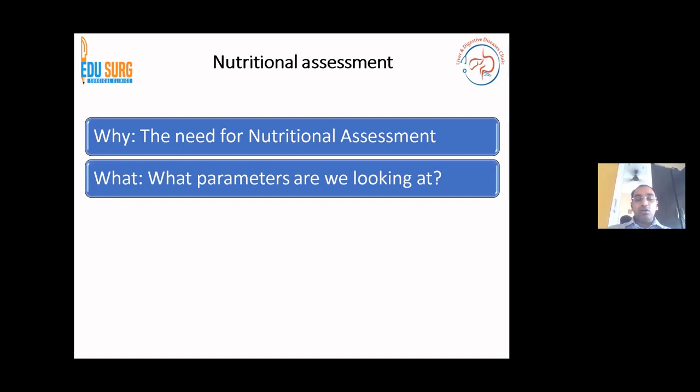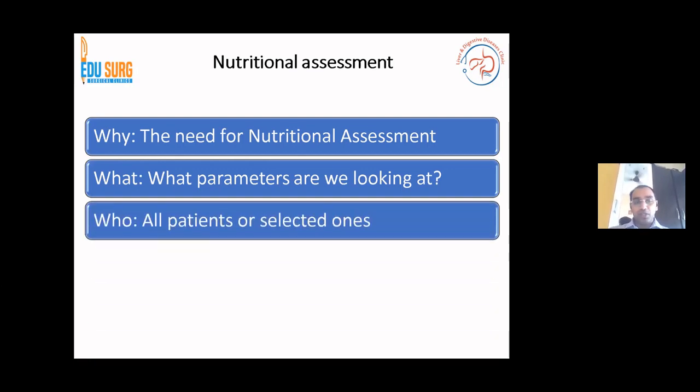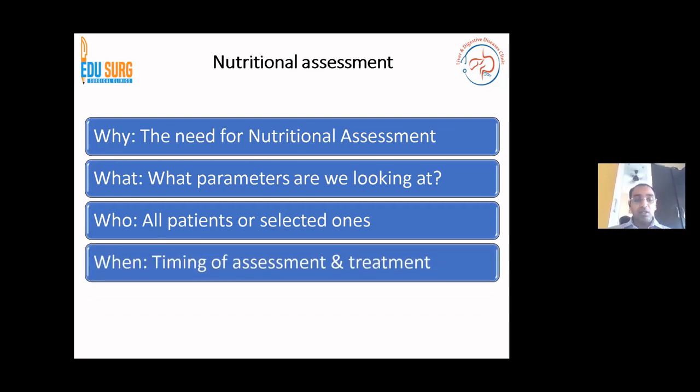Secondly, we need to see what parameters we look at when we talk about nutritional assessment. Thirdly, do we do this assessment for all patients, or do we select a few patients, and what are the criteria by which we select these patients? And lastly, the timing. When do we assess these patients? Do we assess them the moment we see them in the OPD, or do we assess them after admission?